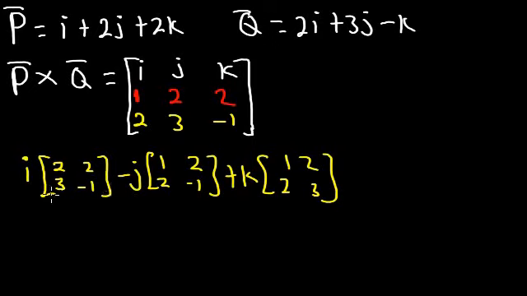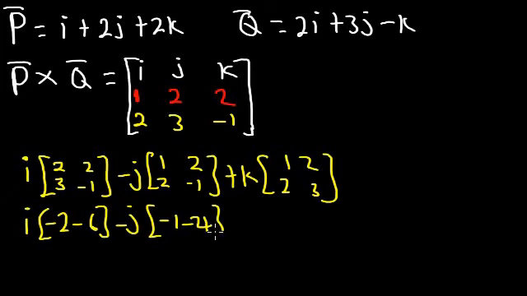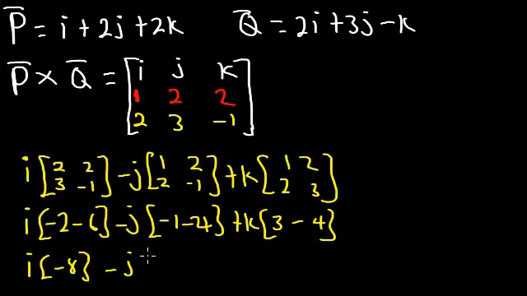Perfect. Now we can determine the determinant. So we have i in the bracket of 2 times negative 1, that's negative 2, 3 times 2, negative 6, minus j in the bracket of 1 times negative 1, negative 1, 2 times 2, negative 4, then plus k in the bracket of 3 times 1, that's 3, minus 2 times 2, that's 4. Now we have i in the bracket of negative 8, then minus j in the bracket of negative 5, then plus k in the bracket of negative 1.